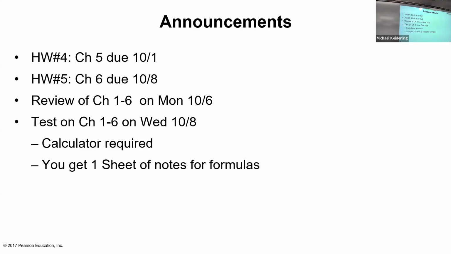Chapter 5 is due on the 1st, chapter 6 is due on the 8th. You'll have a review of chapters 1 through 6 on the 6th, and the test on chapters 1 through 6 will be on the 8th. You won't need a calculator, you'll get a sheet of notes. You get one sheet of notes to use as a formula sheet. You can put whatever you want on it.